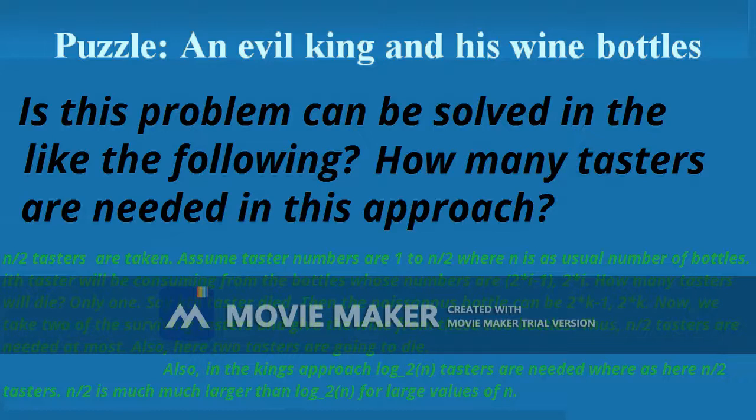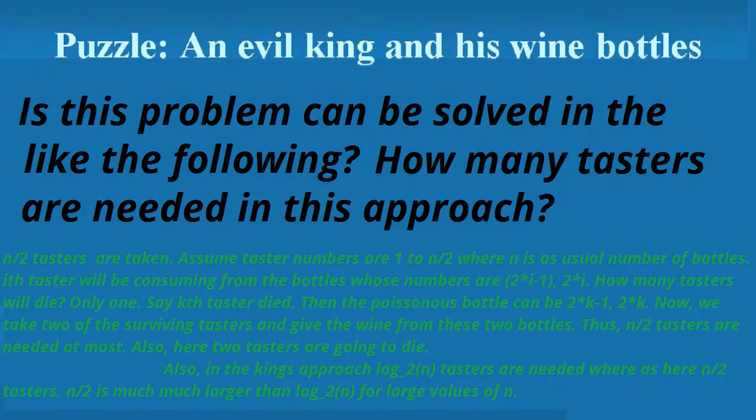Then we take 2 testers from the survivors. If the kth tester is dead, then definitely the bottle numbers 2 into k minus 1 or 2 into k, those two bottles, are probably the ones having the poison. So now we take two testers and ask them to drink wine from those two bottles. Now we can find out which bottle is the poisonous one. Well, this is the procedure.